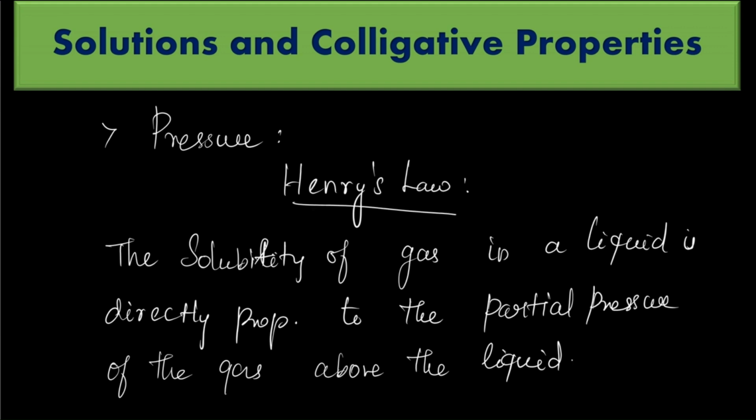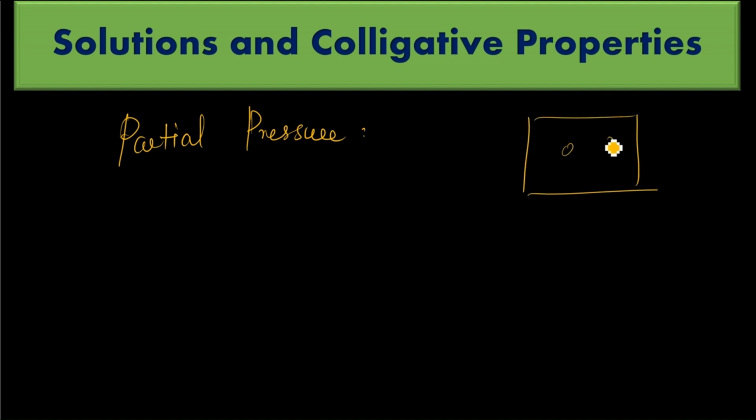I'm telling you the law once again. The solubility of the gas in the liquid is directly proportional to the partial pressure of the gas above the liquid. First of all, we need to understand what partial pressure is. This is the pressure exerted by each gas molecule. In simple words, let's say I have a container of 10 gas molecules and the overall pressure of the container is 10 pascals, which means each of these gas molecules contributes 1 pascal of pressure. That is what partial pressure is.